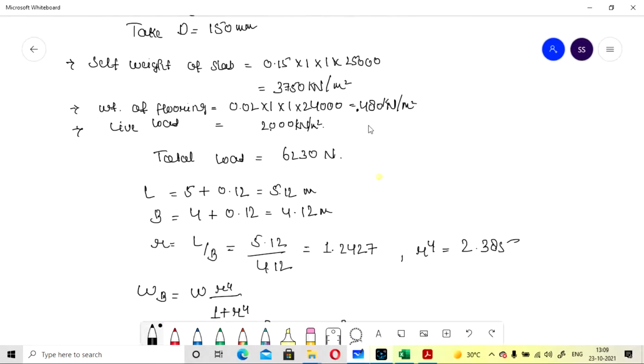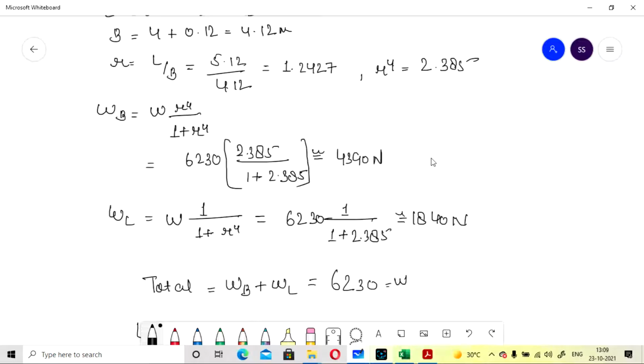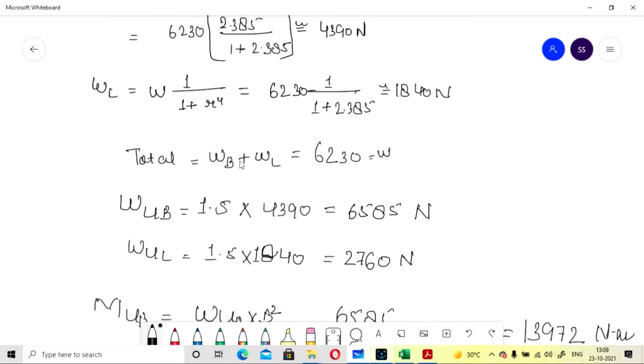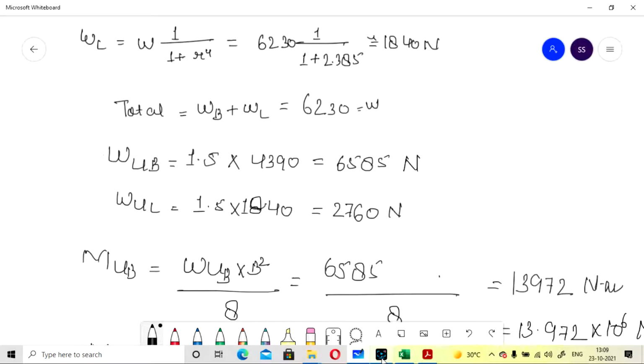Okay, 6230 will be calculated as 6230 in bracket 2.385 that we have found here. 1 plus 2.385, so it will come around 4390 Newton. Similarly for the longer span, WL is equal to W into 1 upon 1 plus R4. After putting the value, our value comes as 1840. So we can sum both the values, and we will get the value as 6230.